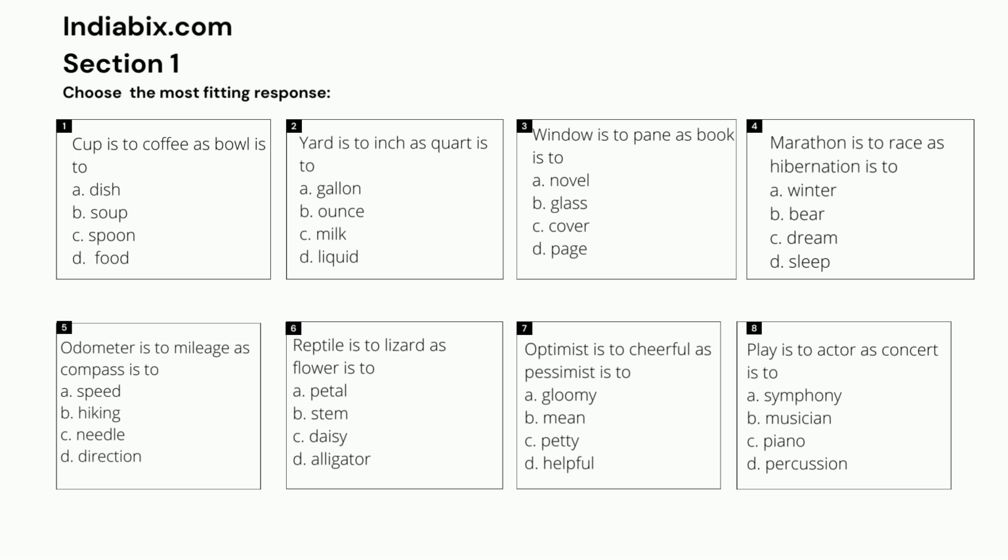Okay, so the first one is: cup is to coffee as bowl is to dish, soup, spoon, food. So you're going to look at the association. It's a comparison. So you're going to look at what they're talking about. Cup is to coffee. That is telling me that the cup holds coffee.